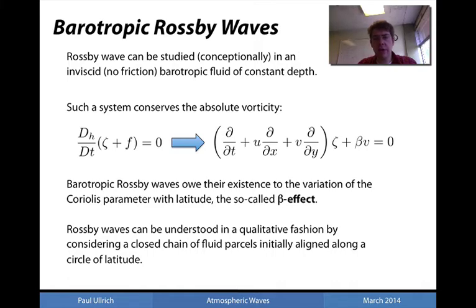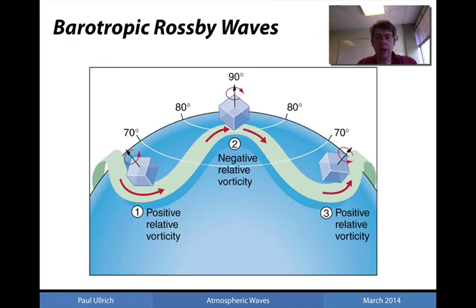So we're going to try to understand barotropic Rossby waves by trying to look at a closed chain of fluid parcels which are initially aligned along a constant circle of latitude. Here we see Rossby waves as they bounce north and south away from the reference latitude. Here we have our chain of fluid parcels following along the path depicted here. In region 1, we have positive relative vorticity associated with these fluid parcels. In position 2, we have negative relative vorticity associated with these fluid parcels. The oscillation between positive and negative relative vorticity then leads to the variations which are responsible for the wave-like behavior of this particular phenomenon.